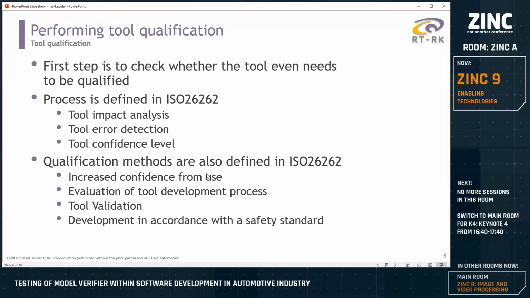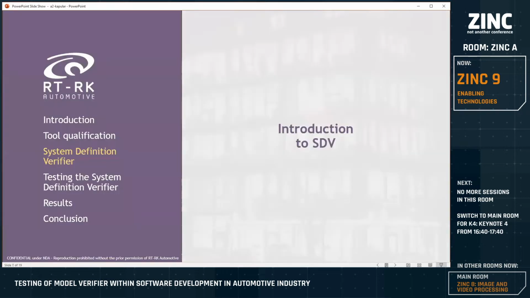The qualification methods are also defined in ISO 26262. There are 4 different methods defined. They include increased confidence from use, evaluation of the tool development process, tool validation, and development in accordance with a safety standard. The one we decided on for this paper or presentation was tool validation, which includes creating a test suite to test possible interactions.